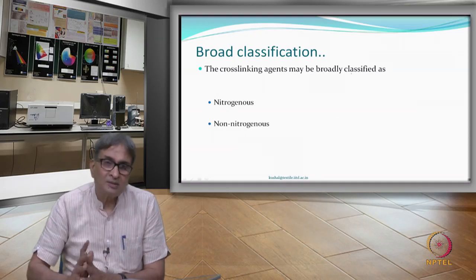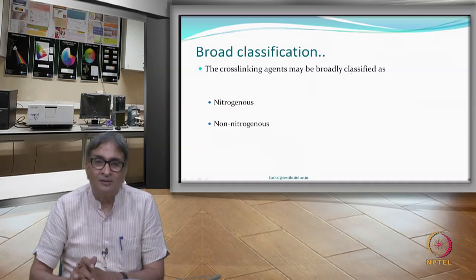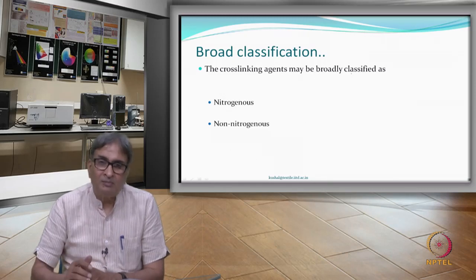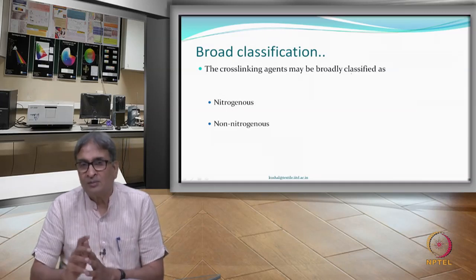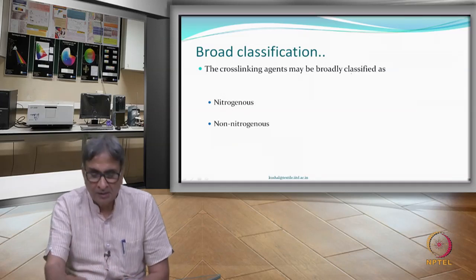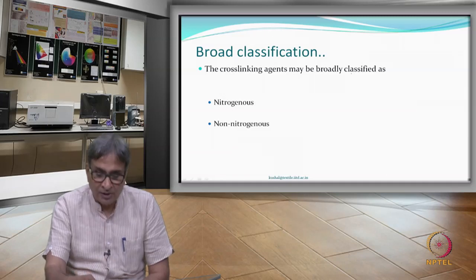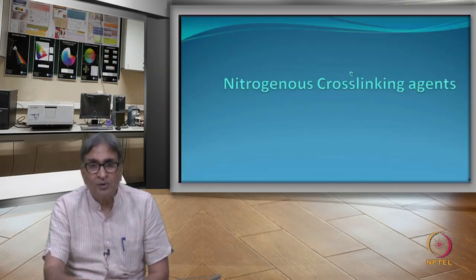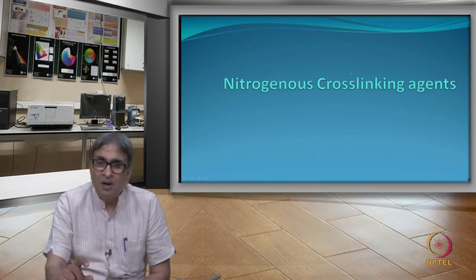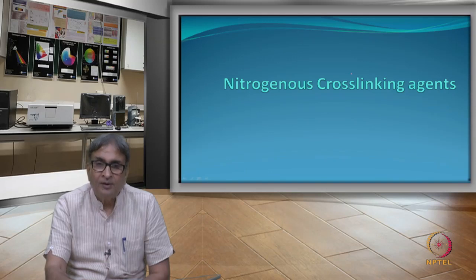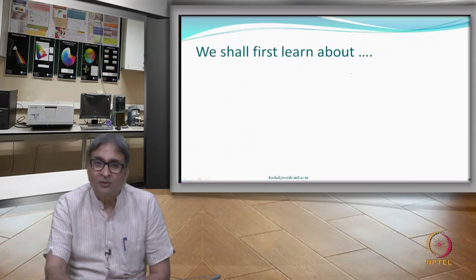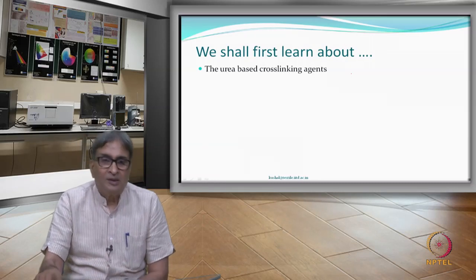The cross linking agents, as we said, should be bifunctional, but they may be broadly classified as nitrogen based cross linking agents and non nitrogen based cross linking agents. That is how we can divide. Of course, you can have sub classifications of all these as well. Initially, we will be talking about some of the nitrogenous cross linking agents, and we will be working with cellulosic material. So, we shall first learn about urea based agents.